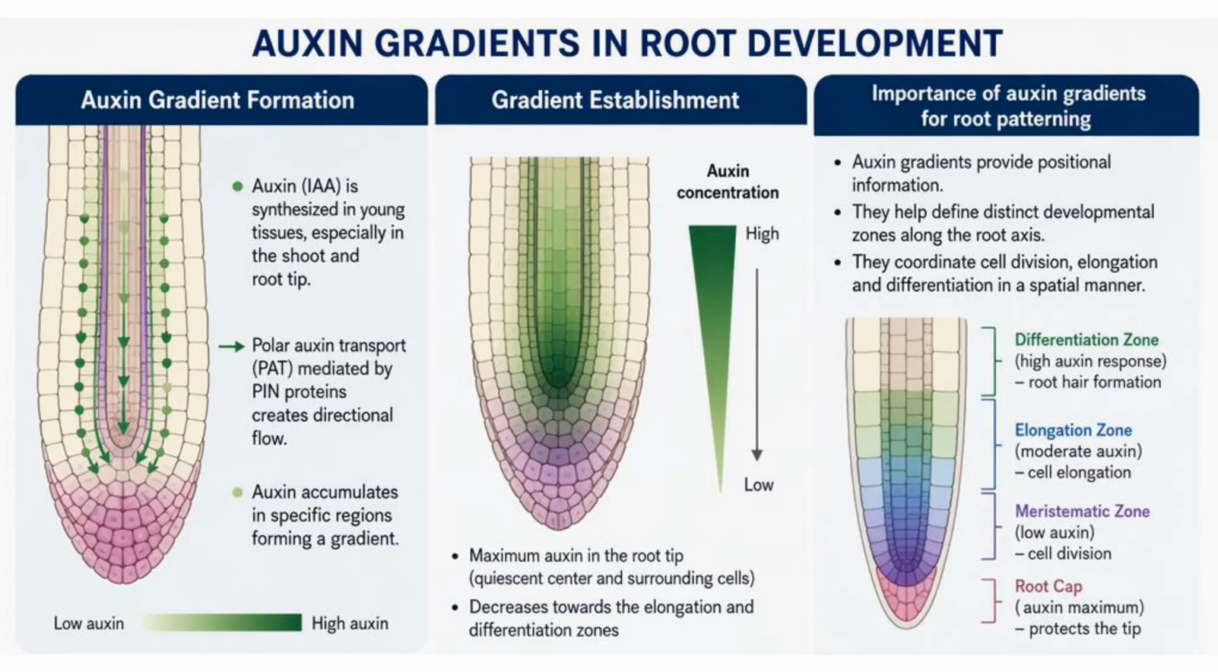The differentiation zone has a high auxin response. Here, cells differentiate into specialized cell types, including root hair cells. This is the concept of positional information. The gradient tells each cell where it is in the root, and that position determines its developmental fate. The same molecule, IAA, conveys different instructions depending on its local concentration. It is an extraordinarily elegant system. Also note the left panel bullets. The PIN proteins mediate this polar transport to create the directional flow, while auxin accumulates in specific regions through a combination of directional transport and local metabolism.